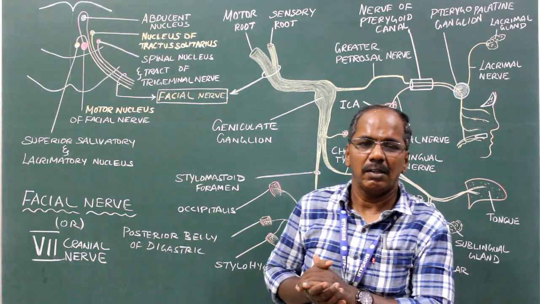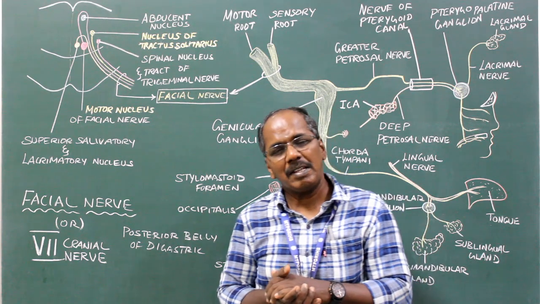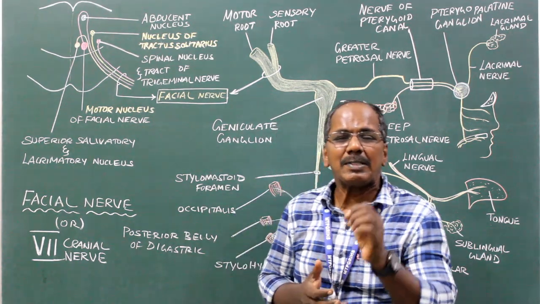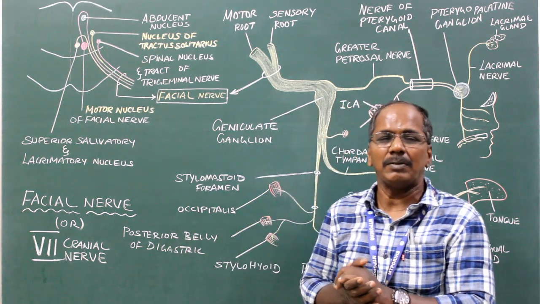Facial nerve. It is the seventh cranial nerve. It is a nerve of the second pharyngeal arch. It is a mixed nerve, that is, it has both motor and sensory fibers.